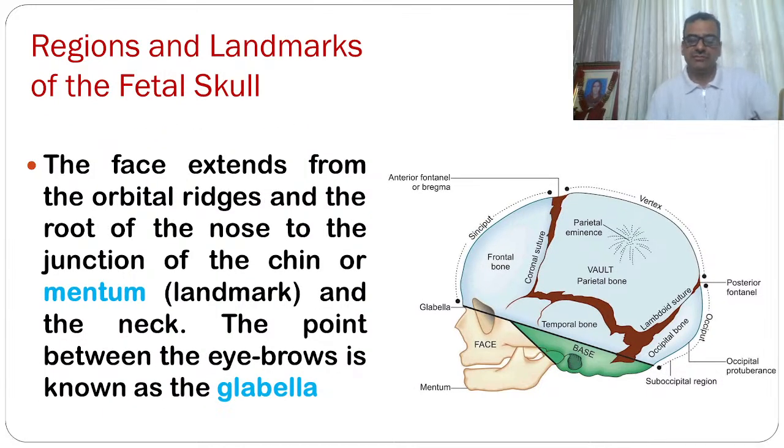The face will be below this, extending from the orbital ridge or root of the nose, and then up to chin. Chin is also known as mentum. This is a landmark, and then the neck. The point between eyebrows here will be known as glabella. So this is also a landmark.